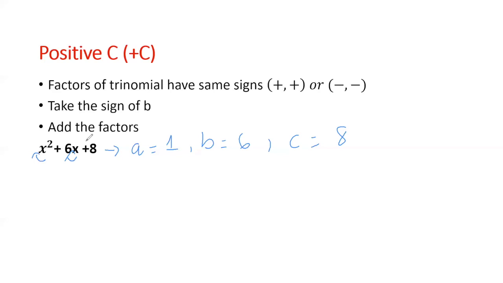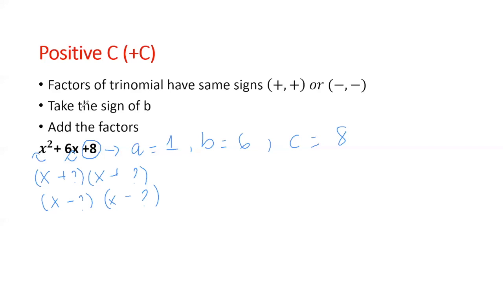So I look at the sign of c. Right here is a positive c. Then the final product, or the factors of the trinomial, will have the same sign. What do I mean by that? That means the final product is going to have (x plus a number) times (x plus a number), or (x minus a number) times (x minus a number). These factors have to have the same sign, 2 plus signs or 2 minus signs.